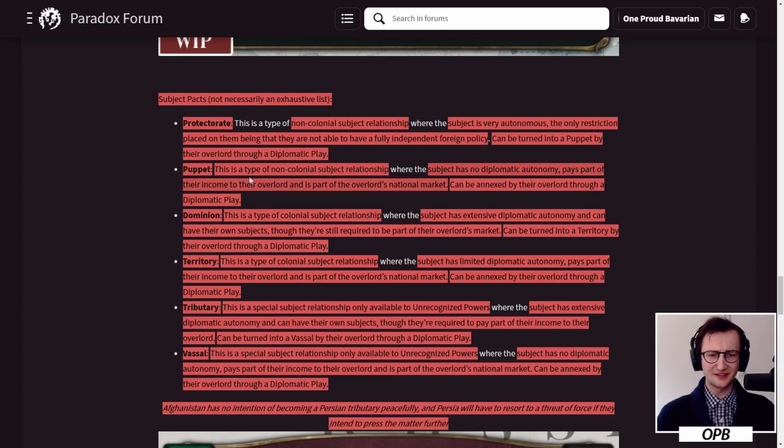Then we have puppets. This is a type of non-colonial subject relationship. The subject has no diplomatic autonomy, pays part of the income to their overlord, and is part of the overlord's national market. It can be annexed by their overlord through a diplomatic play. Basically, I'm Prussia, Belgium becomes a protectorate, then a while after, Belgium becomes a puppet, then a while after, Belgium gets annexed.